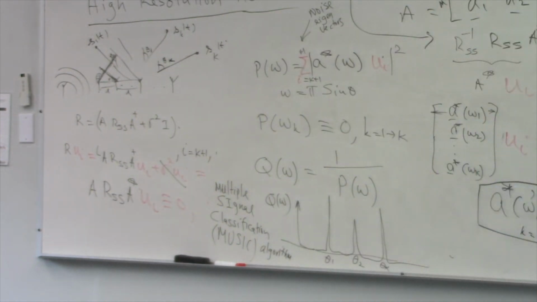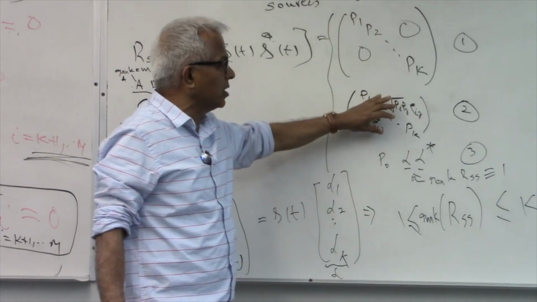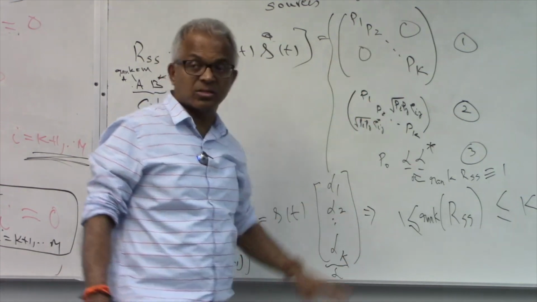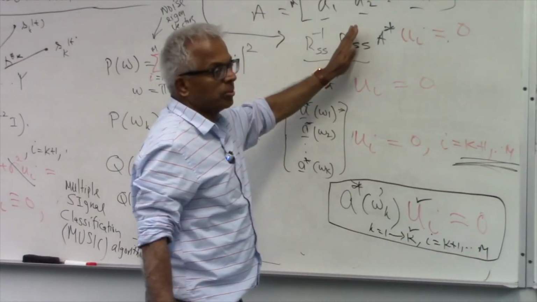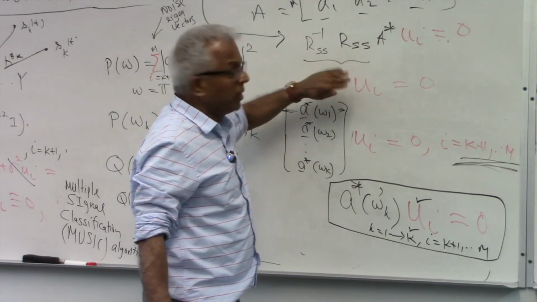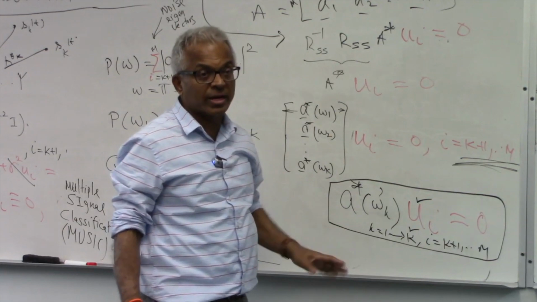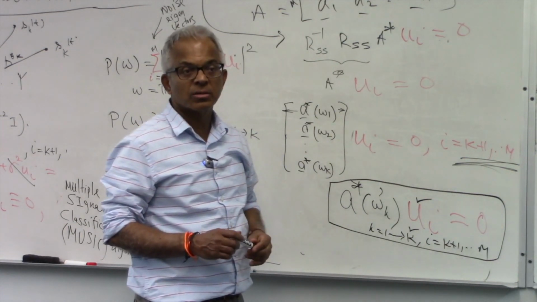So long as RSS is full rank, whether it is completely correlated, completely uncorrelated or partially uncorrelated, so long as RSS is rank k, this will still work and this will be true. So this will not be true if RSS is not full rank, and that's the problem that we want to look at next.